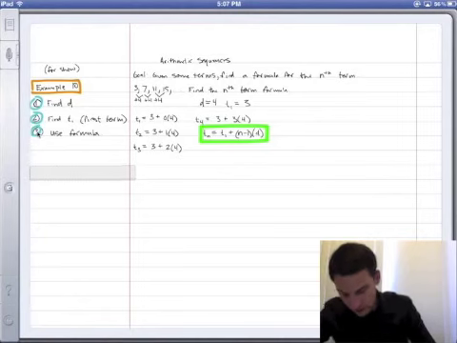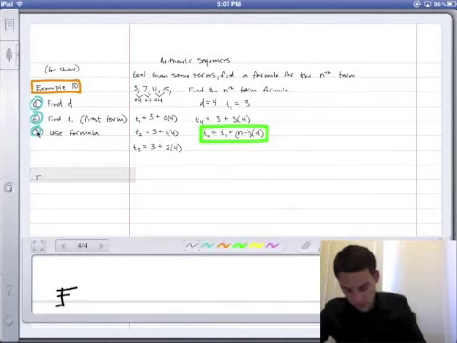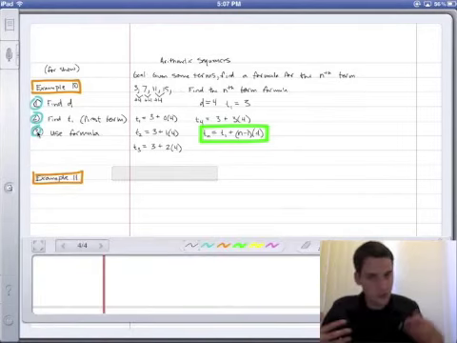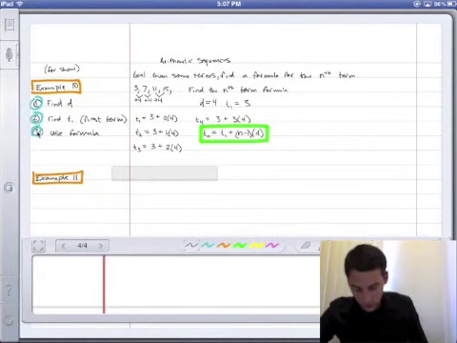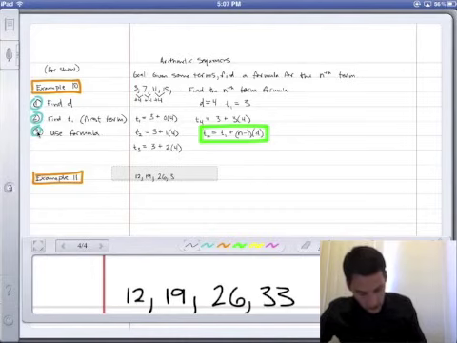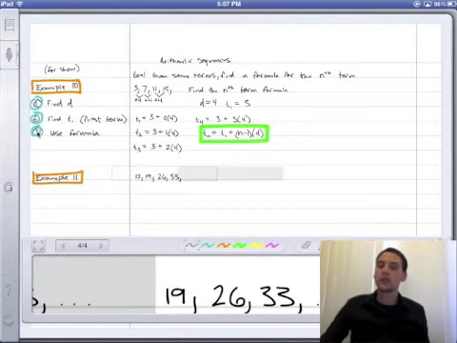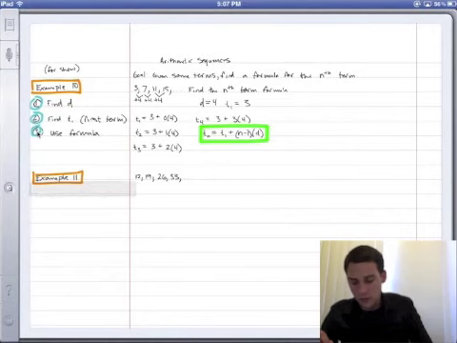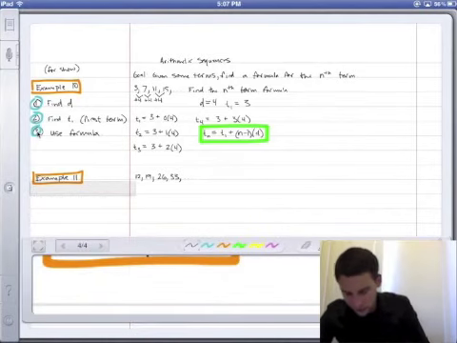This will be example 11. So, same instructions, except we're going to use a different sequence: 12, 19, 26, and then 33, and onwards. Our first step, this will be much easier than the previous example because we'll be doing a lot less explaining.